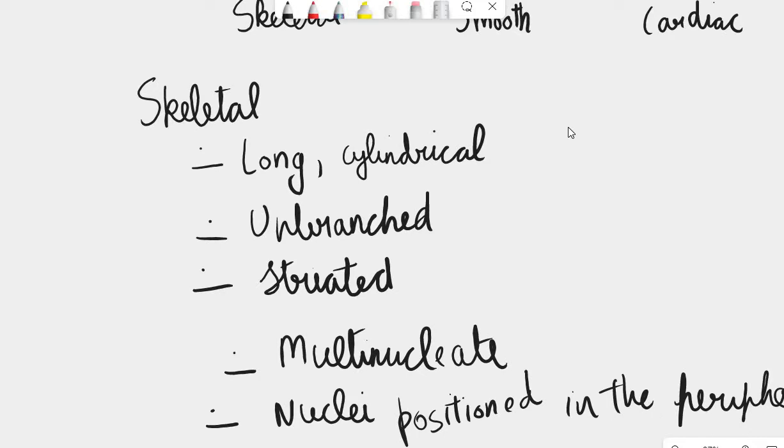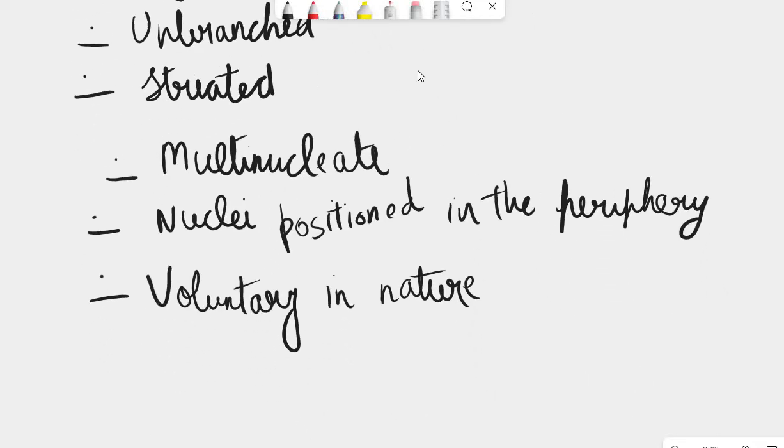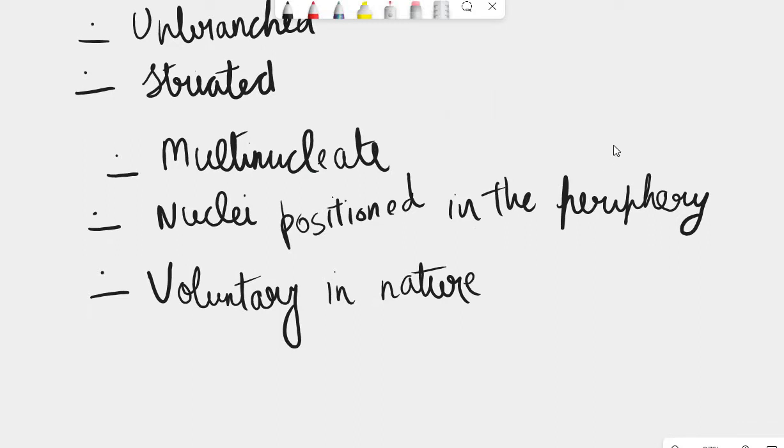The fourth point is they are multinucleate, which means in a single cell of the skeletal muscular tissue, there are more than one nucleus. There are multiple nuclei. And nuclei are positioned in the periphery of the cell, which means they are not centrally located but are positioned on the periphery. So periphery basically means boundary.